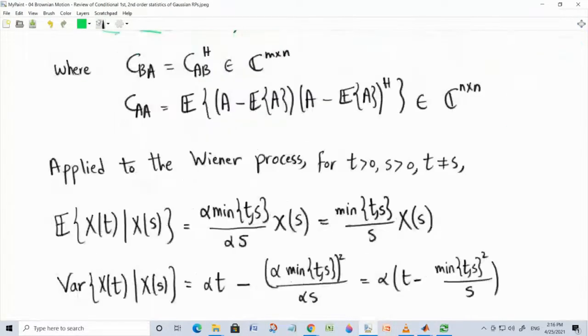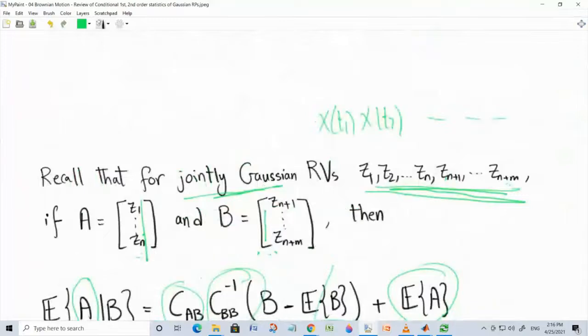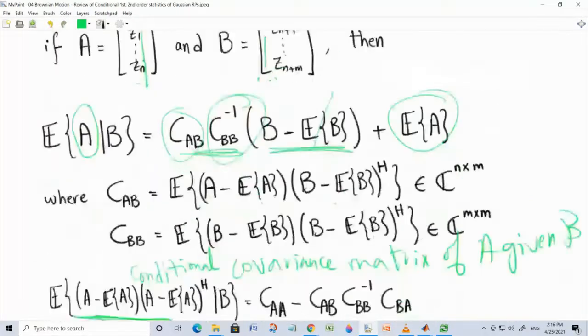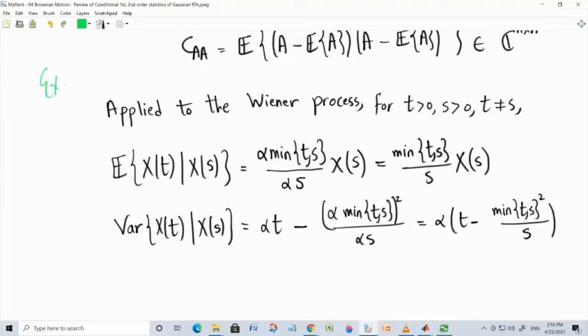So these are very important. And the relevance here is that each one of those can be replaced by the process evaluated at some instant of time. So keep this in mind. And this is an application, an example.